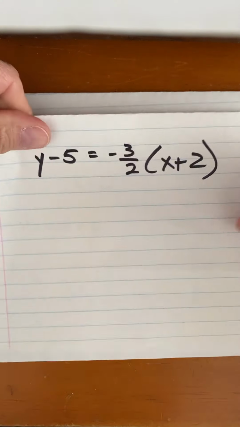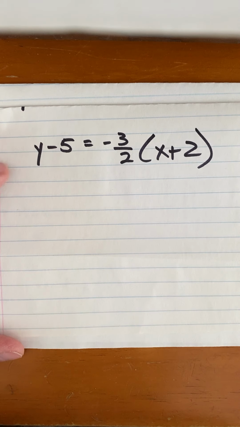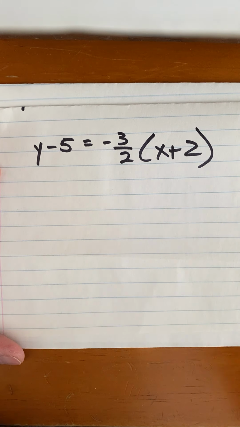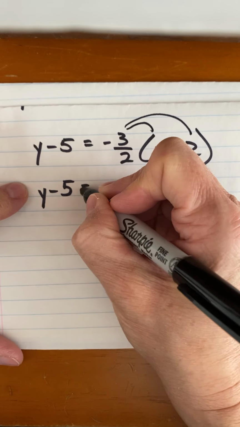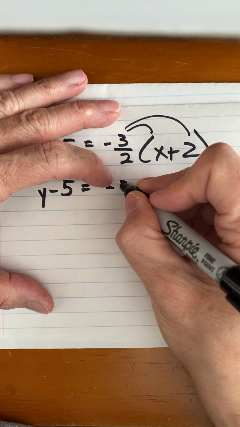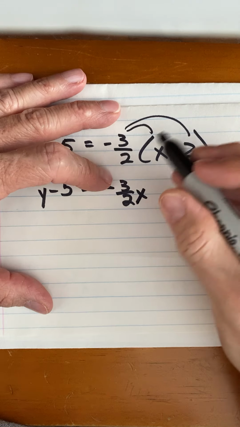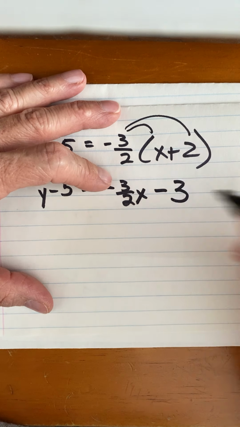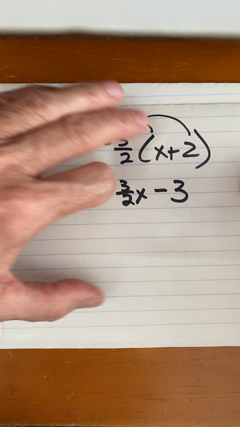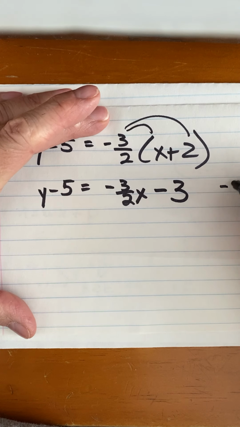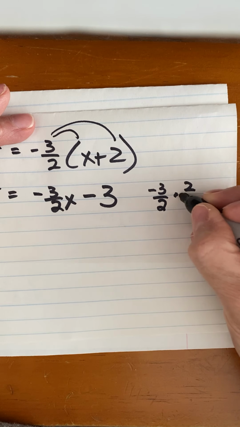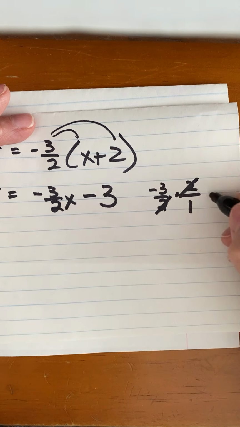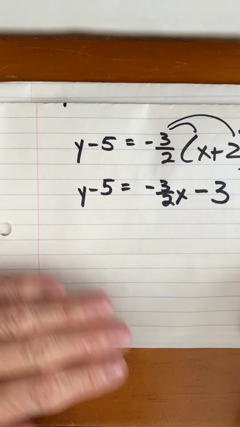What do I have to do first to get this out of point slope and into slope intercept? Well, the first thing I have to do is distribute, because there are no parentheses in slope intercept form. So negative 3/2 x, and this becomes minus 3. Now I can do that in my head, and if you can do it in your head, great. But for those of you who can't, let me show you what I did. I did negative 3/2 times 2. The 2's cancel out, and I'm just left with negative 3.